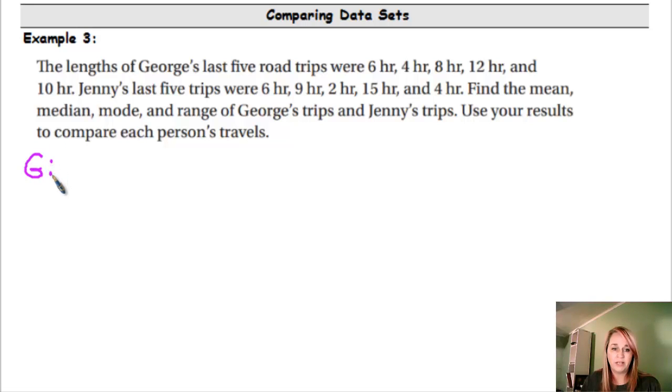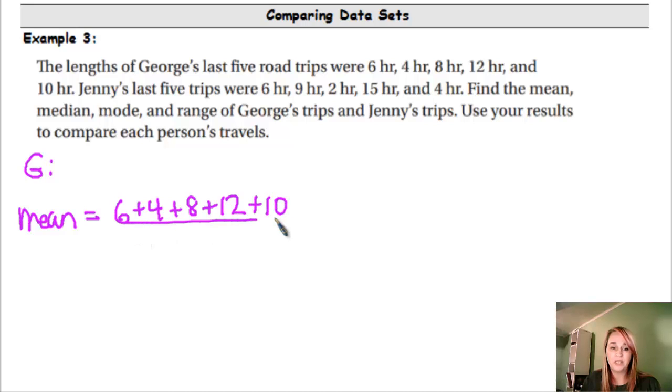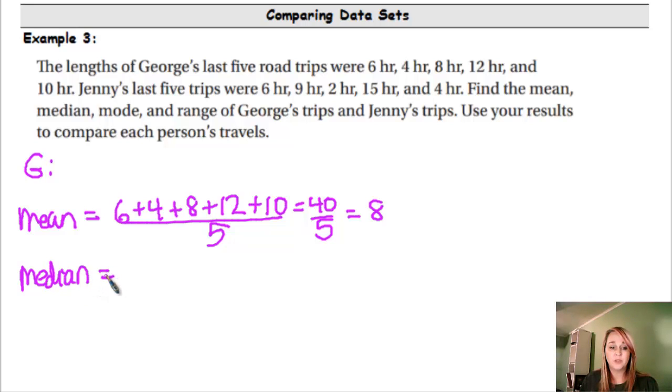So let's go ahead and talk about George and find his. The mean means that we're going to add up all those numbers, 6 plus 4 plus 8 plus 12 plus 10, and divide by 5. Well, when we add all these up, we get 40 divided by 5, which gives us 8. There is no mode because none of them repeat. And the median is the guy in the middle.